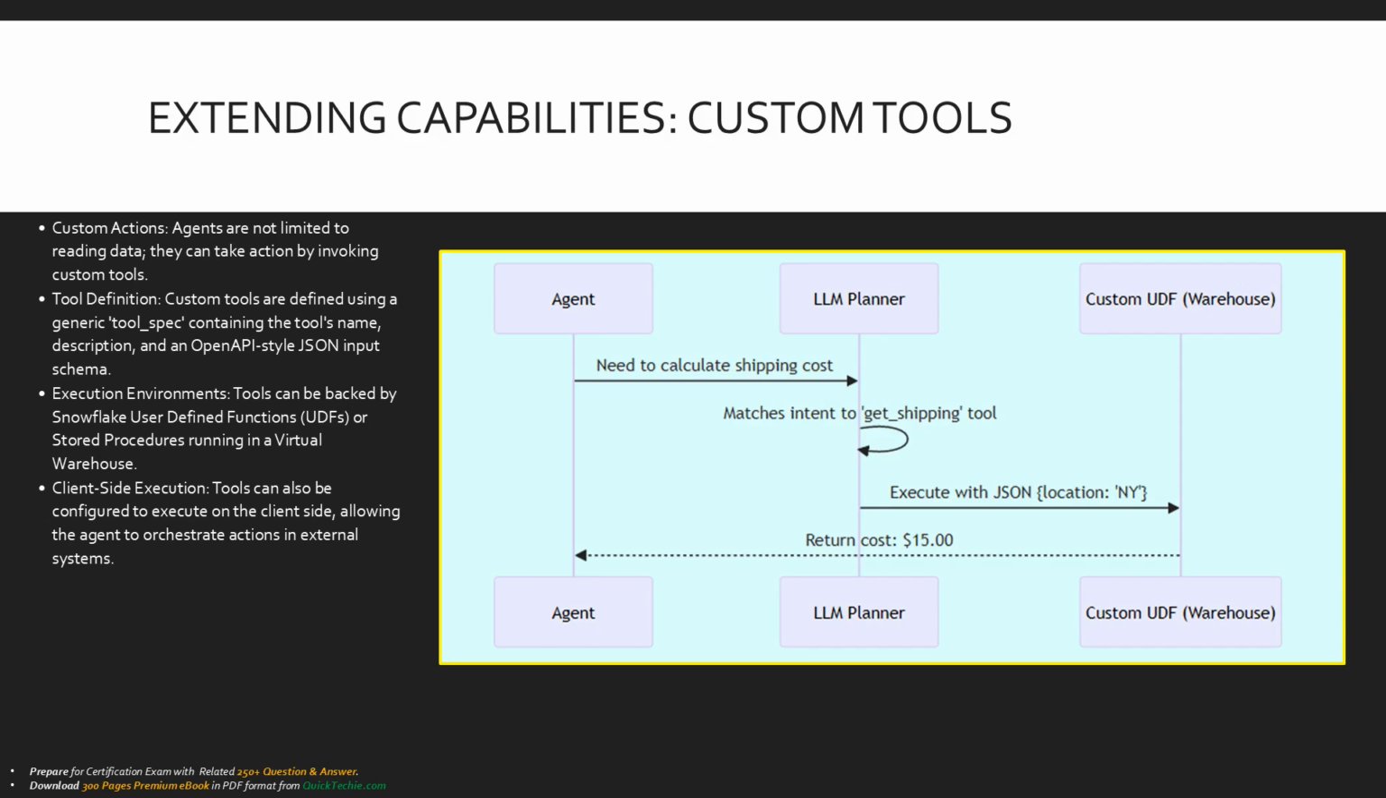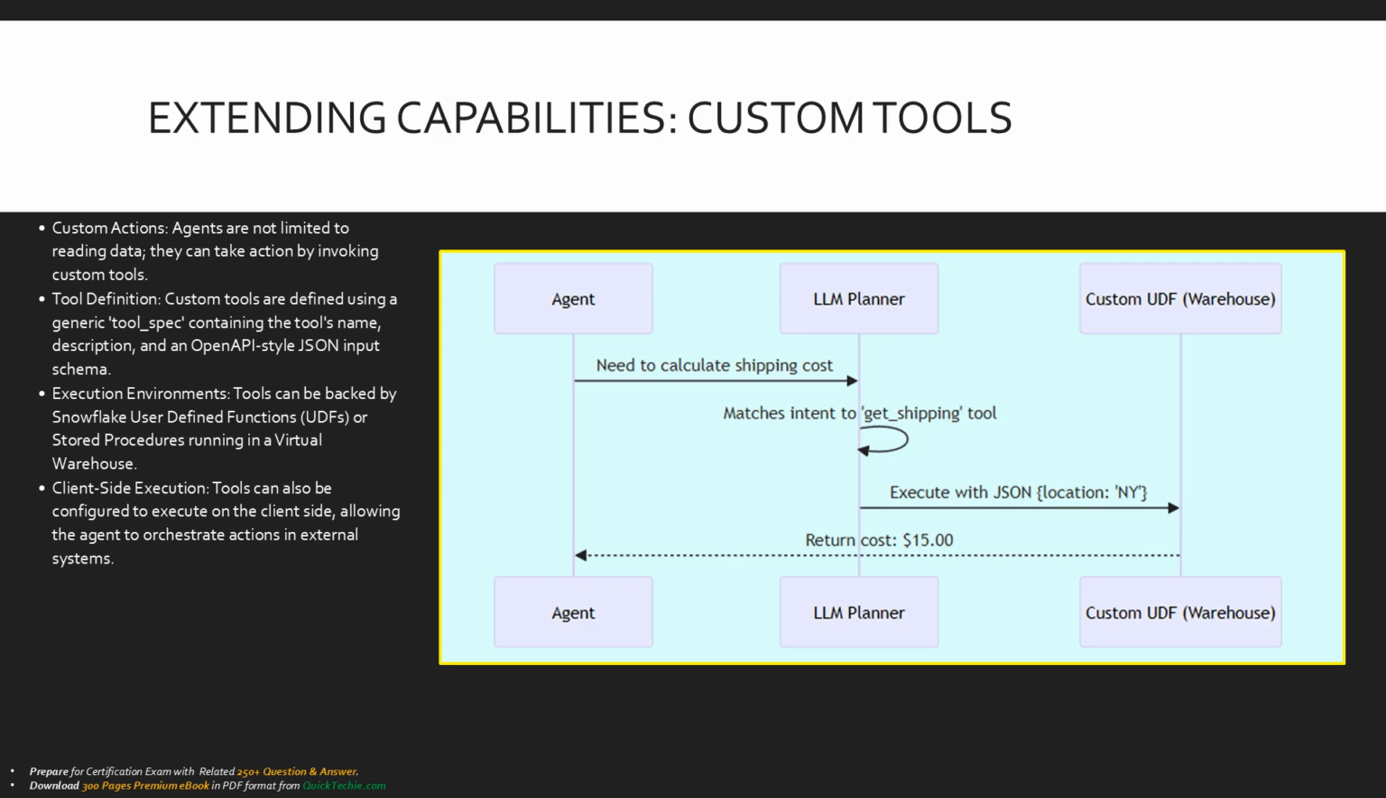Reading data is great, but true autonomous workflows require taking action. Cortex agents allow you to register custom tools. You define a custom tool using a JSON schema that outlines the tool's name, its purpose, and the exact input parameters it requires. The LLM reads this description to understand when and how to use it. You can back these tools natively using Snowflake user-defined functions or stored procedures. For example, an agent could run a Python UDF to trigger a machine learning model or update a database record.